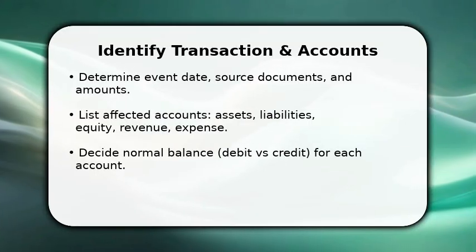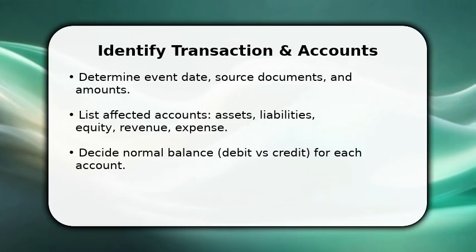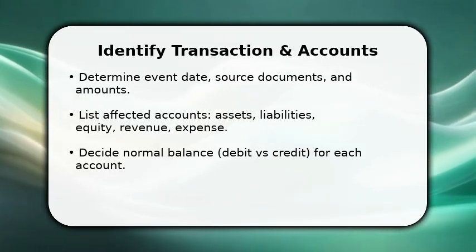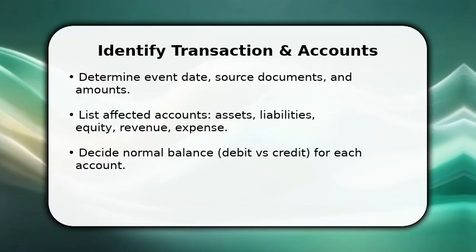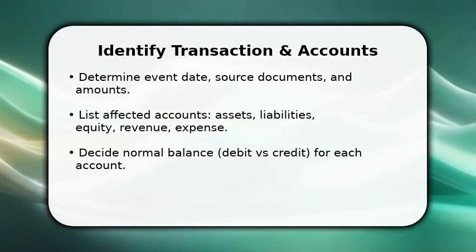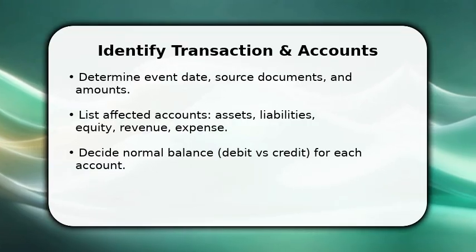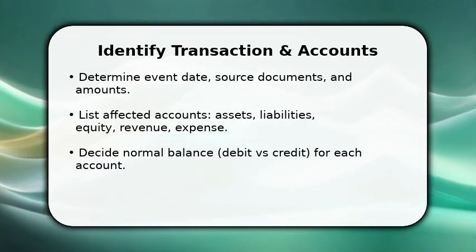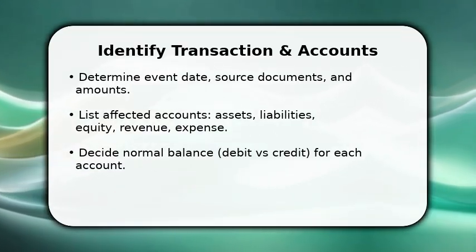You begin by pinpointing the transaction and its measurable effect. Read the source document and extract the date and exact amounts. This anchors your entry. Next, identify which accounts change: assets, liabilities, equity, revenue, or expense, and note whether each normally carries a debit or credit balance.